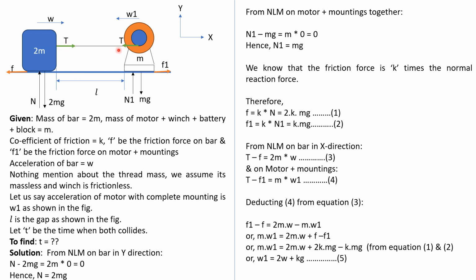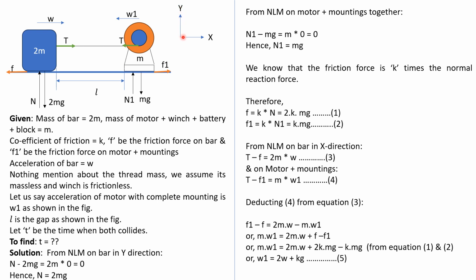So because the thread is massless, the tension at each and every point of the thread will be equal, and that we have notated with T. Since this bar is moving in this direction with W acceleration, it will experience a friction force from the ground, and that we have notated by small f. And this entire assembly, motor plus battery plus block, is moving in this direction with W1. So this is experiencing a friction force from the ground that we have notated with F1.